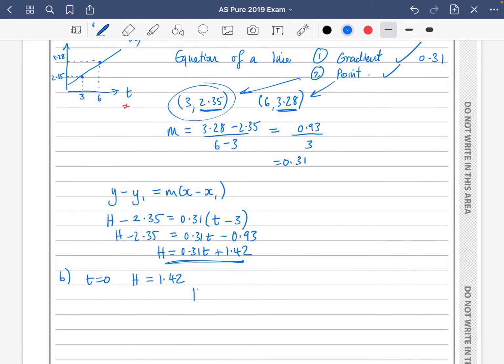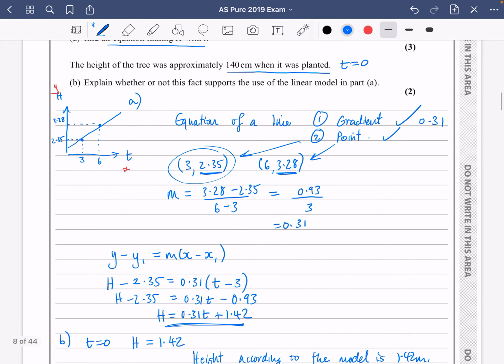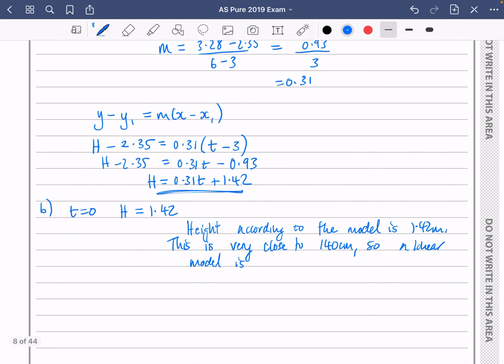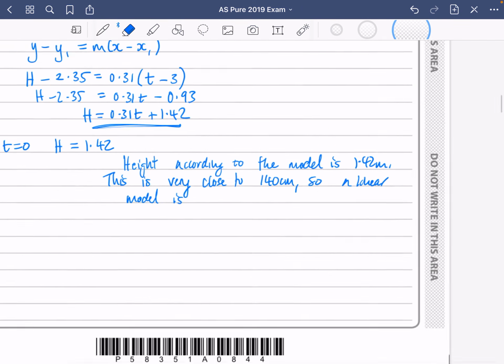So it says that the height, according to the model, is 1.42 meters. This is very close to 140 centimeters. So a linear model is appropriate. Is that what I'm saying? Is appropriate and should be so the use of a linear model is supported.